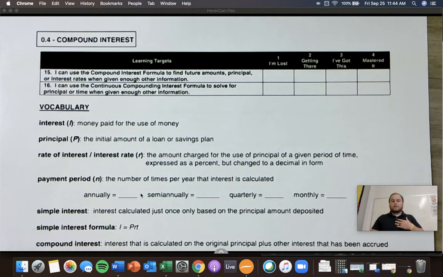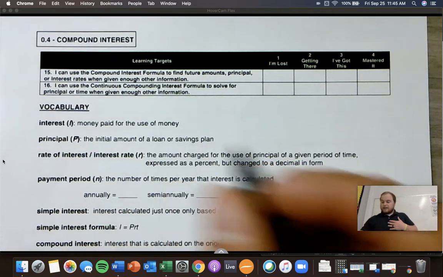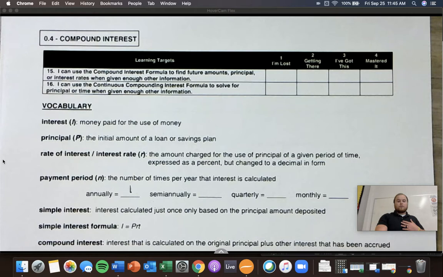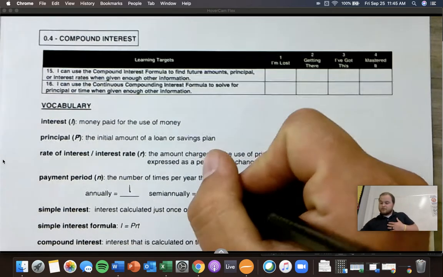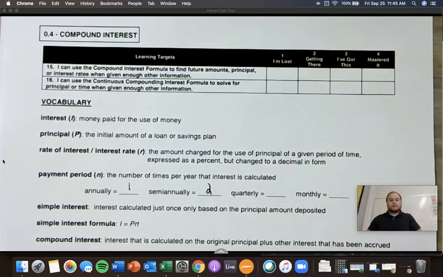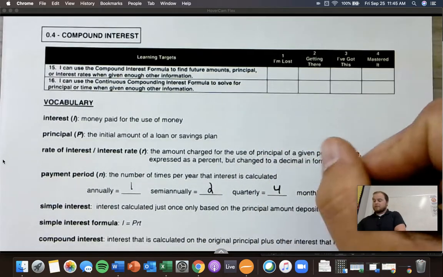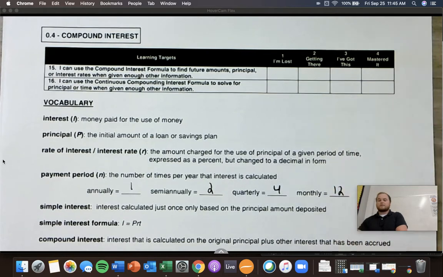So the payment periods, and how we determine them, there's really four we should be worried about. Annually means that it is calculated one time a year. Semi-annually is 2 times a year. Quarterly means that it's 4 times a year. And then monthly would just be 12 times a year.